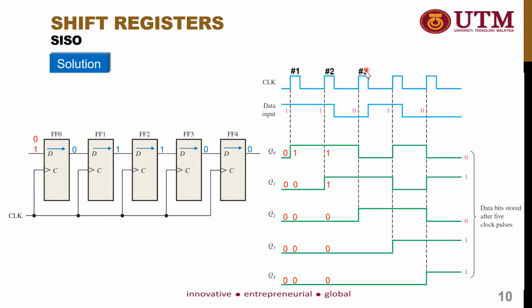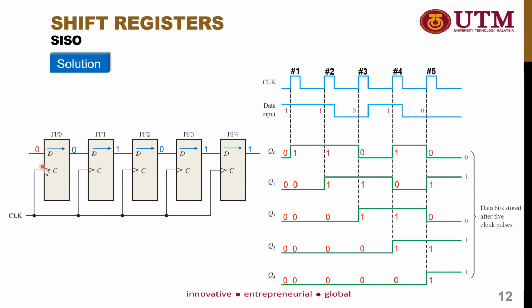At the next clock cycle, 1, 0, 1 is here, 0 will be transferred to here, and 1 will be transferred to here. You can just draw the waveform based on the shifting operation which has been done in the serial shift register. At each clock cycle, one data bit is transferred from the flip-flop. At the 5th clock cycle, you see here.